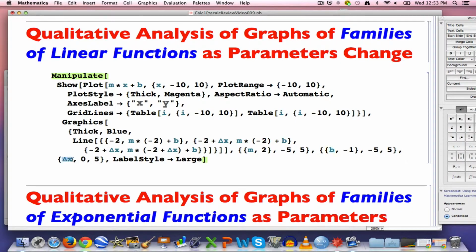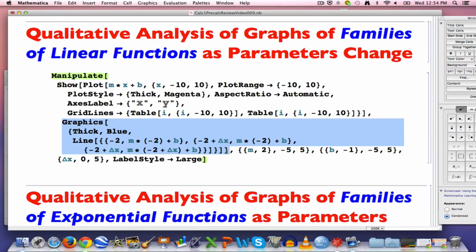I also allowed myself to change x by a certain amount, to start at a certain value of x and let delta x be the change in x, all within the animation. The plot that's created via Show combines a regular plot that you see here with graphs of some lines that are created with Graphics. I did show you this in the past.